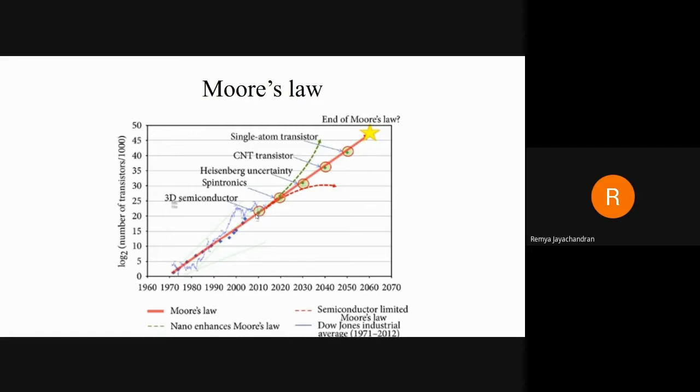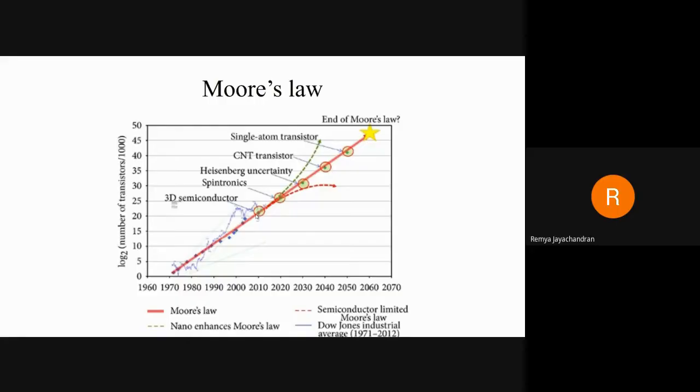So the planar transistors cannot be scaled down below a particular limit. So the conventional MOSFET was replaced with multi-gate transistors to continue the scaling of this device. And new methodologies and new materials have been introduced. And you can see in this figure, 3D semiconductor, then it is moving towards the future. It's representing the future. Maybe this is replaced by spintronics, then carbon nanotubes. Then these semiconductors will be replaced by single atom transistors.